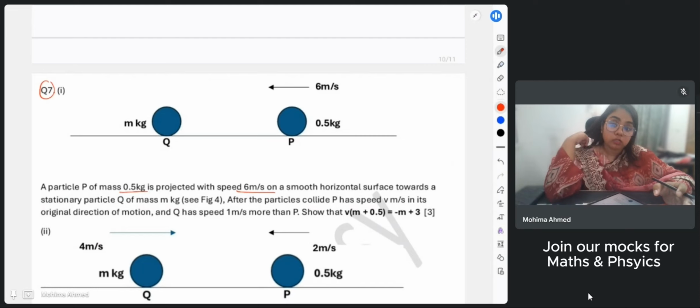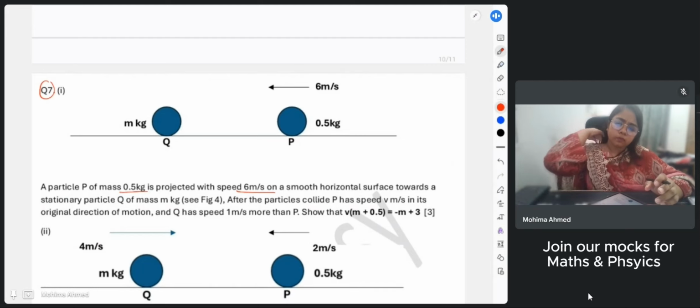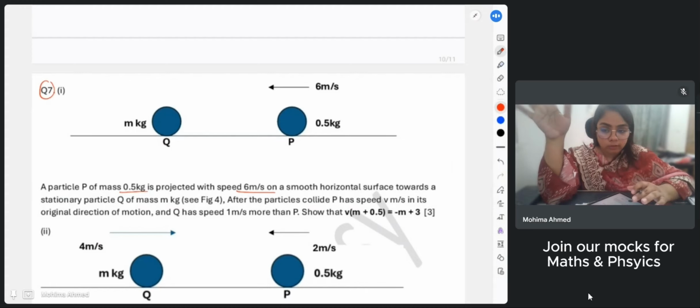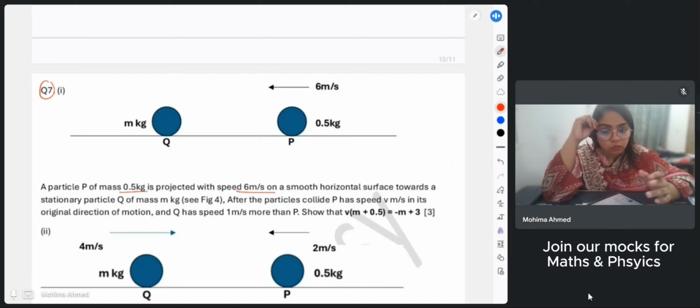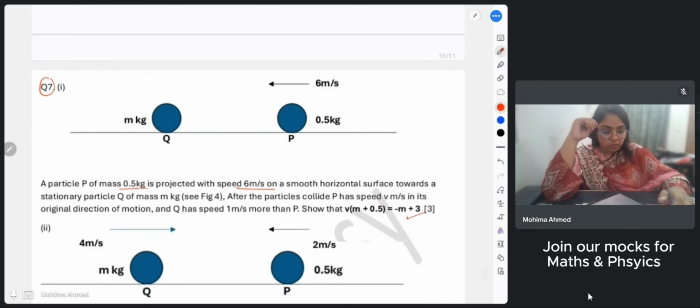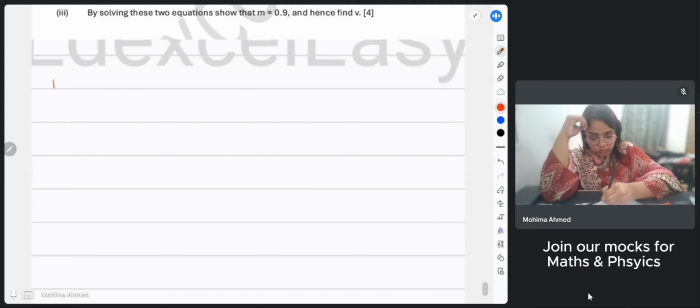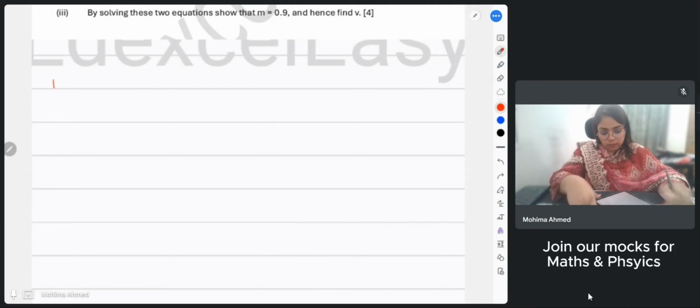That means originally P was traveling towards left, right? So after collision also, it was still traveling towards left, and Q has speed 1 meter per second more than P. That means v plus 1 in that case. We need to show this expression. Okay, so let me just draw the diagram that I think is probably correct for this situation. This is for before collision and after collision.